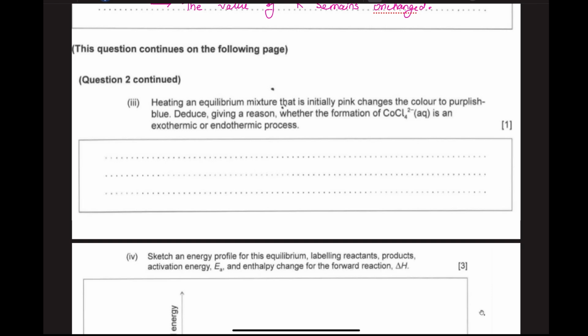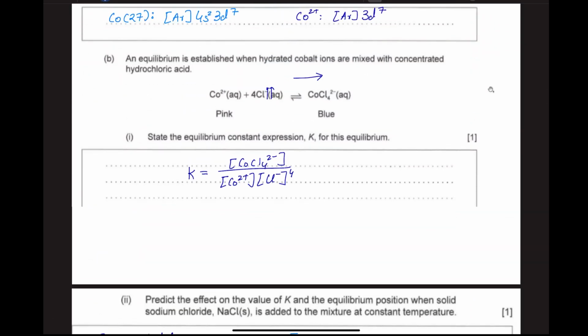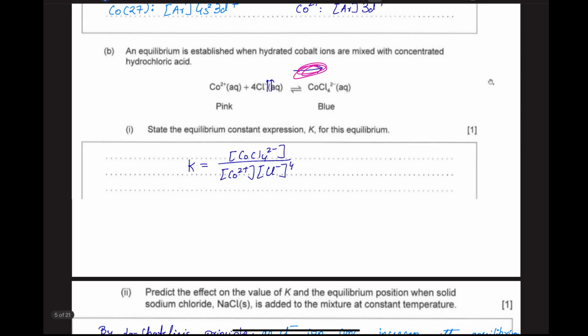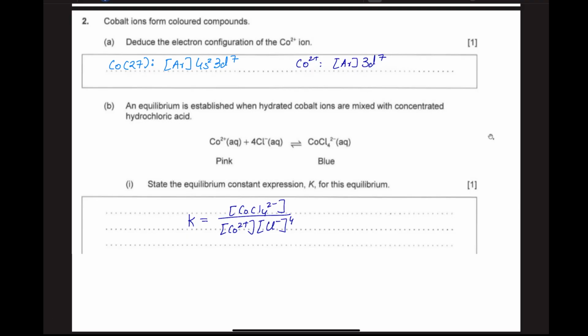So heating an equilibrium mixture that is initially pink changes the color to purplish blue. Deduce from the equation whether the formation of CoCl4 2- is exothermic or endothermic. So your left side is pink, right side is blue, correct? I'll just remove these arrows. So the pink color changes to purplish blue when the mixture is heated. When you heat the mixture, the reaction tries to absorb heat. So in the forward direction, heat is absorbed. If heat is absorbed in the forward direction, your reaction has to be an endothermic reaction. Delta H has to be positive.